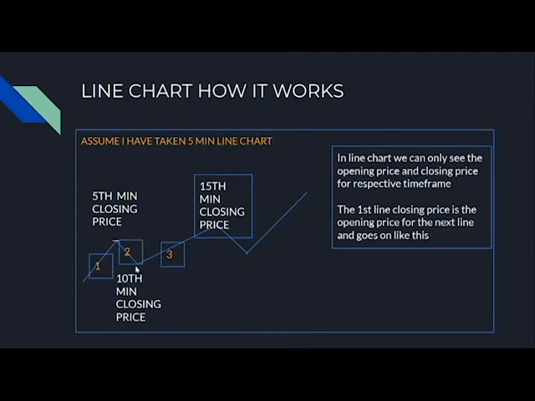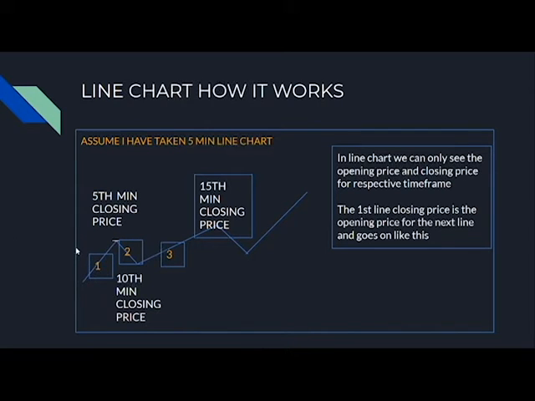Again, this is the closing price at 9:10 a.m. This is the opening price at 9:05 a.m., because the closing price is equal to the opening price. So join these 2 points. This makes a line. So this is how a line chart is drawn.